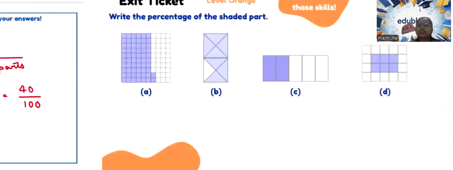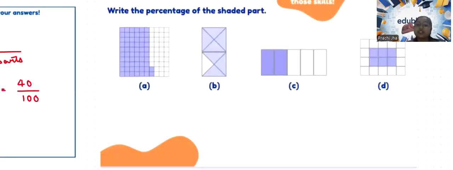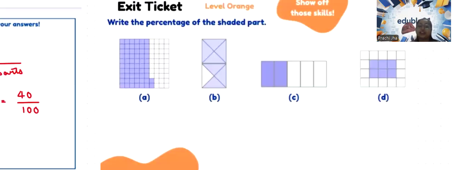Now, write the percentage of the shaded part. Okay, let's start writing it. You can set the timer and solve it by yourself. You can pause the video and comment down your answer in the comments. Now I'm going to start giving answers. 3, 2, 1. Let's go.